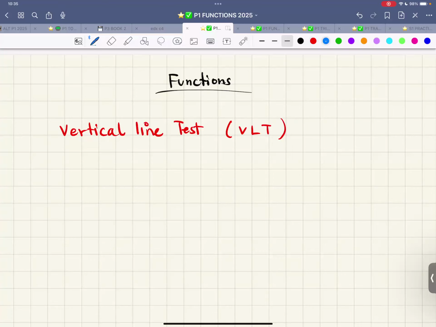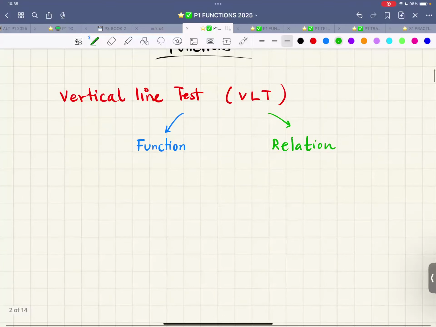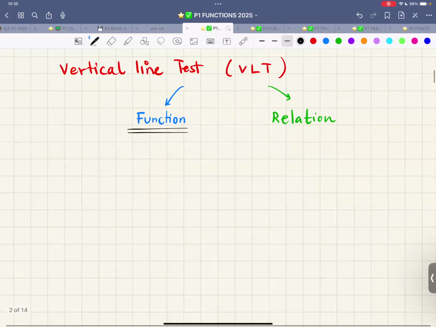Now, VLT differentiates whether a certain graph is the graph of a function or simply a relation between two variables. That brings us to the idea of what exactly a function is. Let me take you through it so that you understand. Let me write f(x) = 2x + 1.